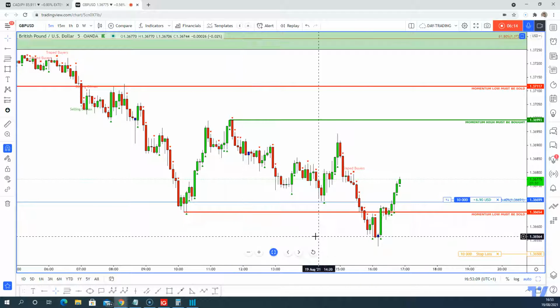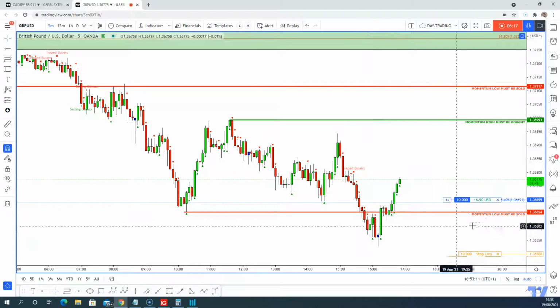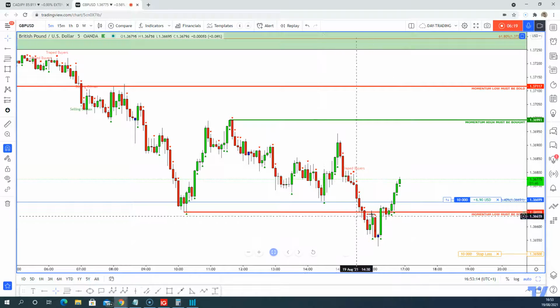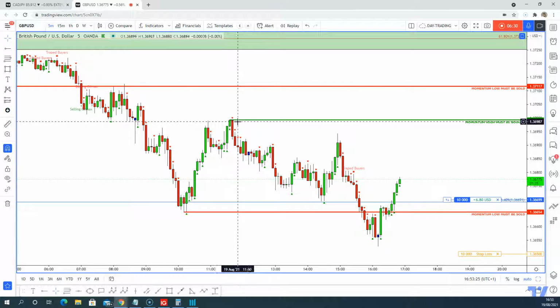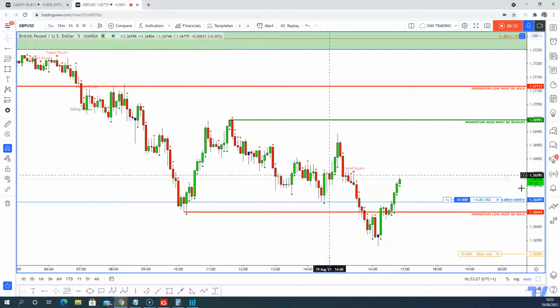Okay, so this is basically what we've got. We now came below the momentum low, which must be sold, and this is a failure trade right now. Price trading, you're meant to be selling once price comes below here, but the clue has already been given to us in the mid session, between London and Tokyo.